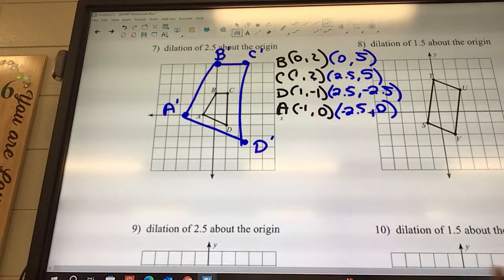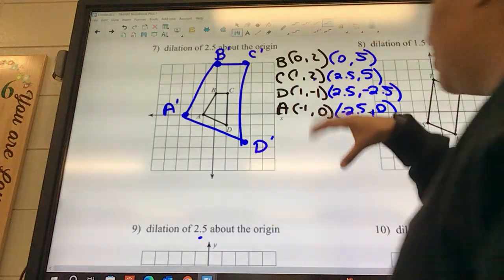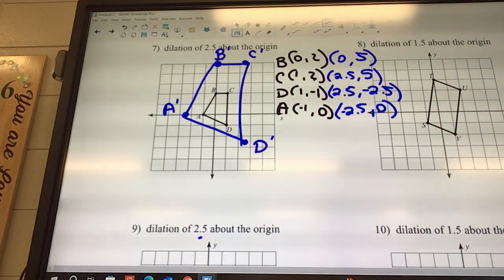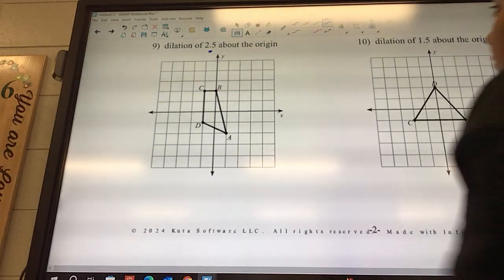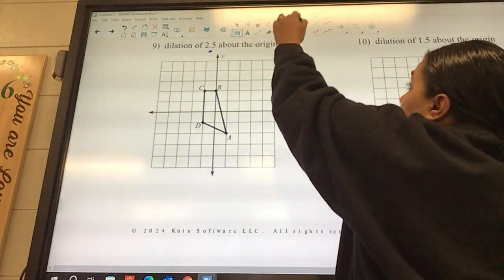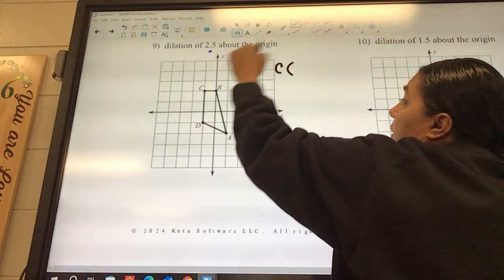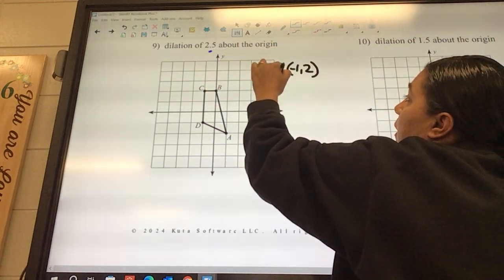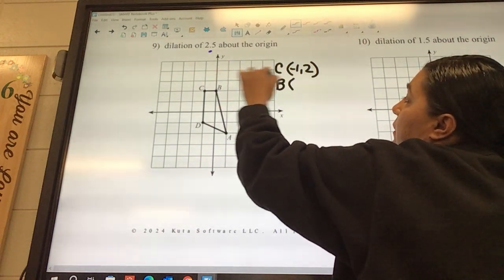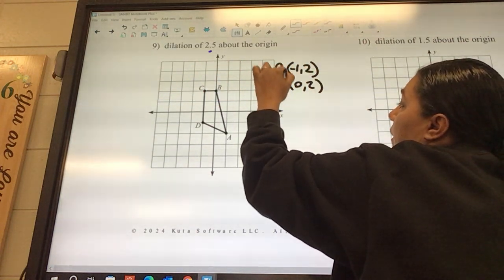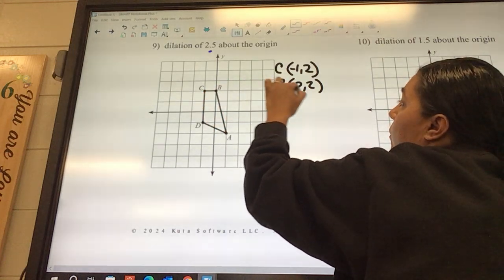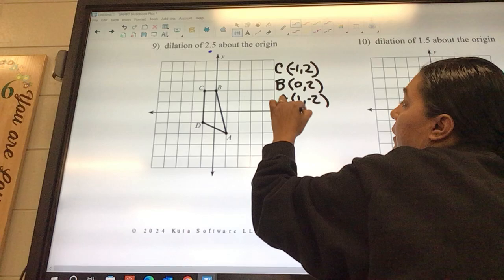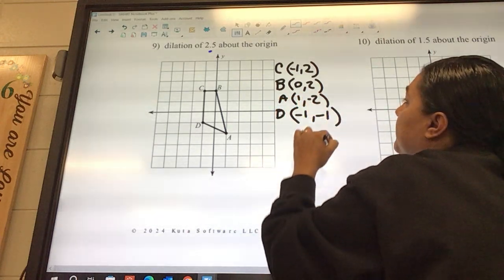Okay, and 9 is also a dilation of 2.5, so we're going to try to match up as many numbers as we've used up here. So try to match those. So we got C is going to be left 1, so negative 1, 2. B is going to be 0, 2. A is going to be 1, negative 2. And D is going to be left 1, down 1.